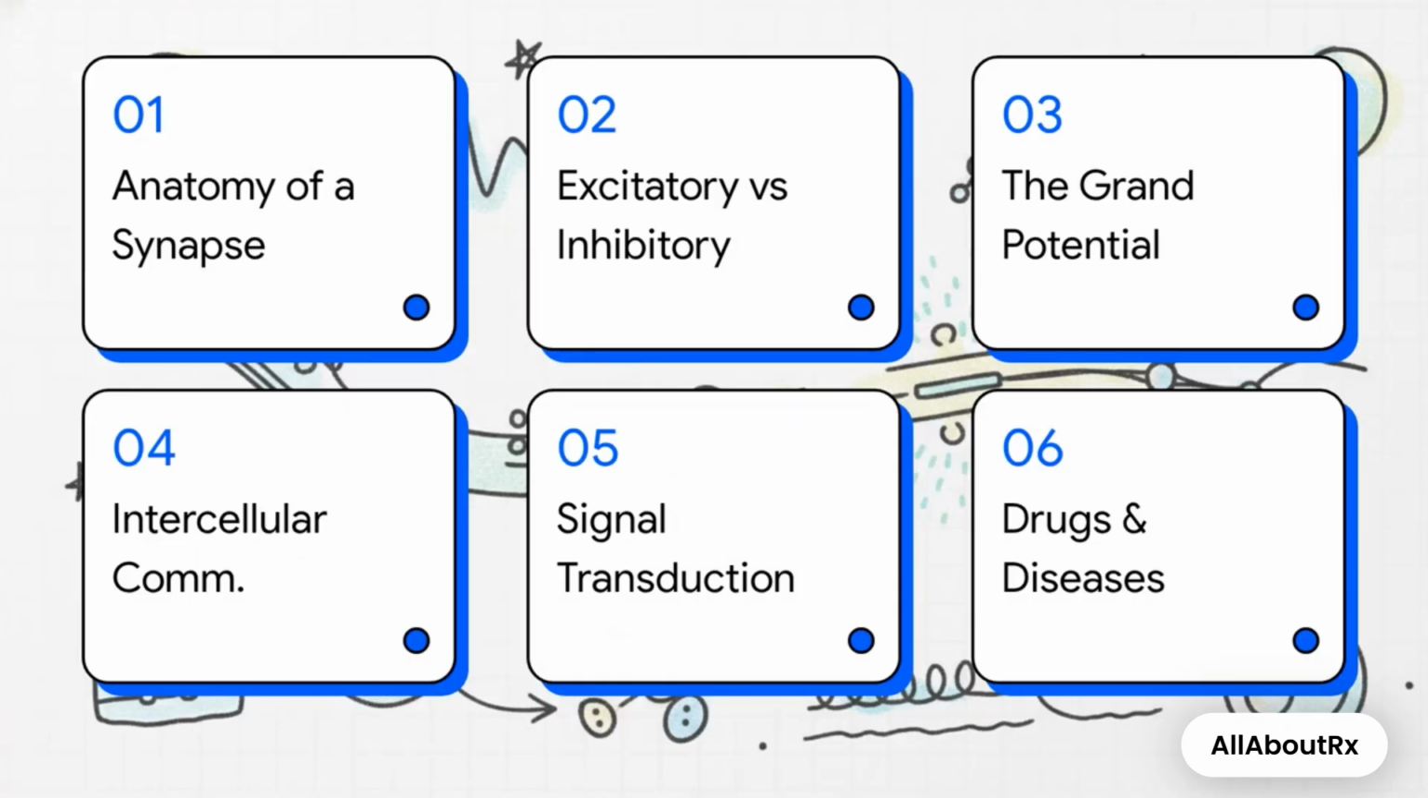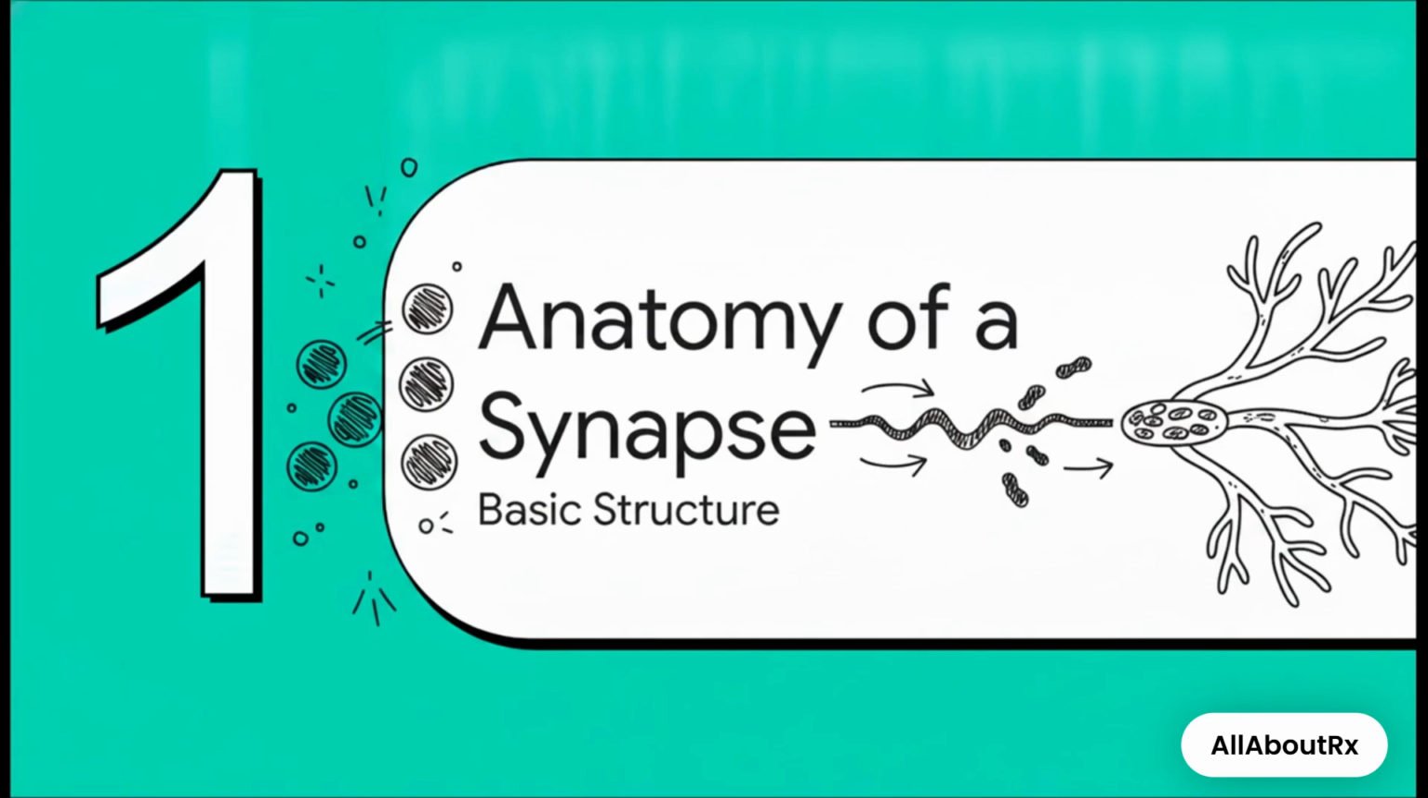We're taking a micro to macro journey today. We'll be covering anatomy of a synapse, excitatory versus inhibitory signals, calculating the grand potential, types of intercellular communication, signal transduction and receptors, and finally, drugs, diseases, and synapses. All right, let's jump right into section 1, anatomy of a synapse.